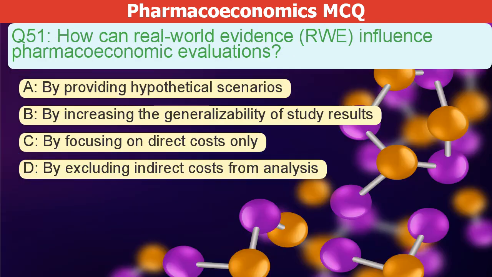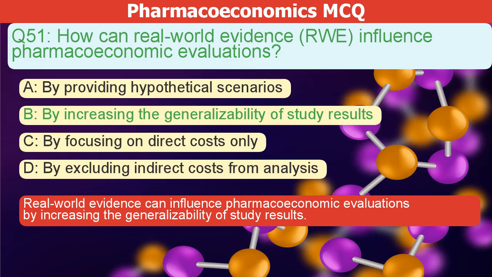How can real-world evidence, or RWE, influence pharmacoeconomic evaluations? A. By providing hypothetical scenarios. B. By increasing the generalizability of study results. C. By focusing on direct costs only. D. By excluding indirect costs from analysis. The correct answer is B. Real-world evidence can influence pharmacoeconomic evaluations by increasing the generalizability of study results.